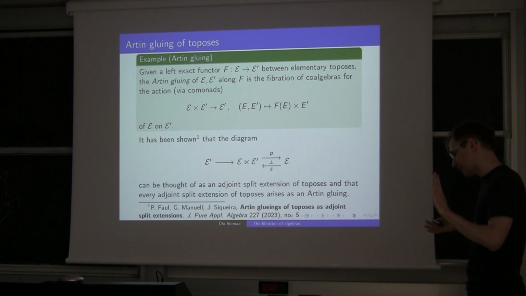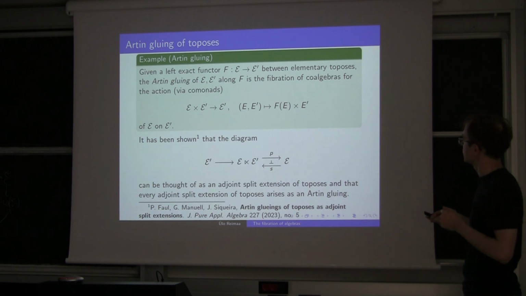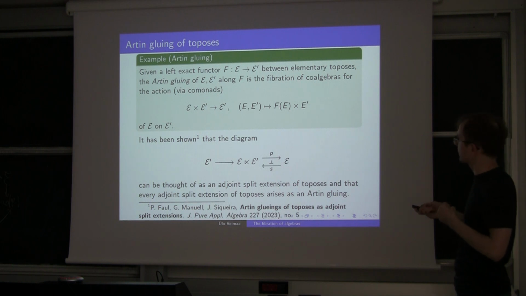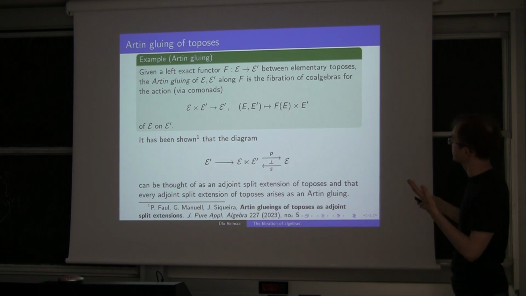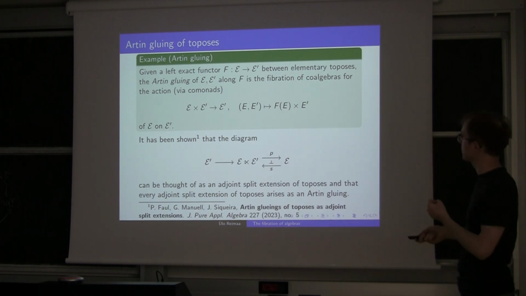our fibration of algebras. Of course, it has the dual version, which will be the fibration of coalgebras for categories that act via comonads. So this is an example of this. If we define our action of the topos E on the topos E prime as follows, we just take this and simply act by comonads, and the fibration of coalgebras will be the arcing.